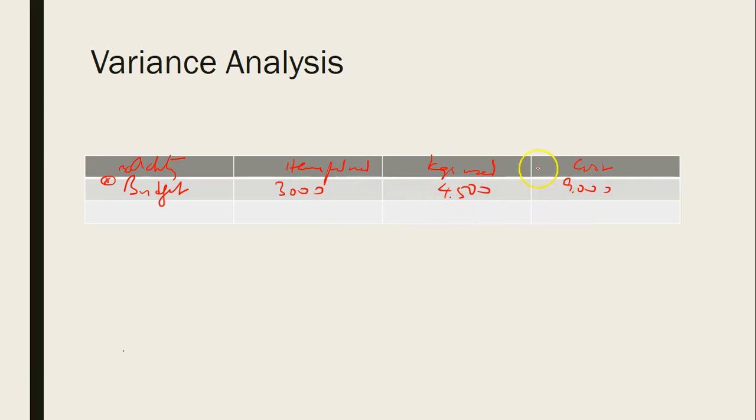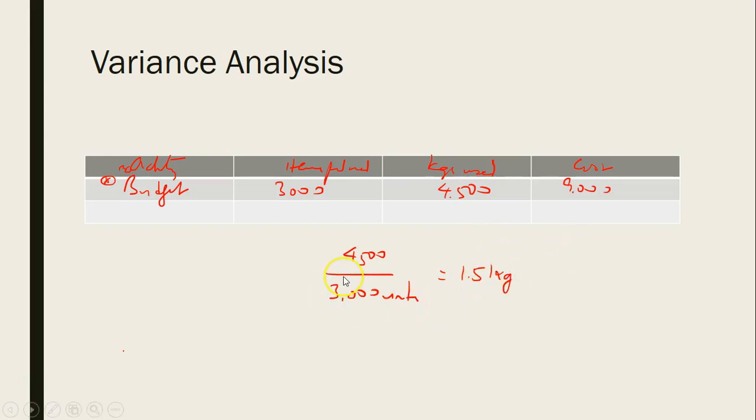So if the question is, how many kilograms did I need to make a unit? Well, I would divide 4,500 by 3,000. That's what I would do, wouldn't I? If I wanted to know how many kilograms, I would go 4,500 divided by 3,000 units or items. That equals 1.5, so I know I need 1.5 kilograms. This is what I should be using to make a unit.